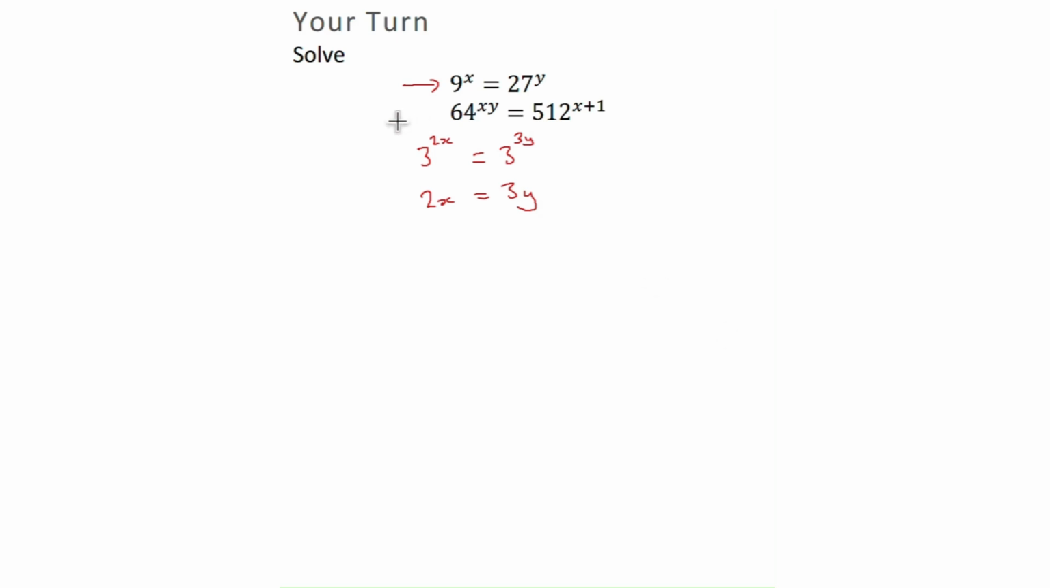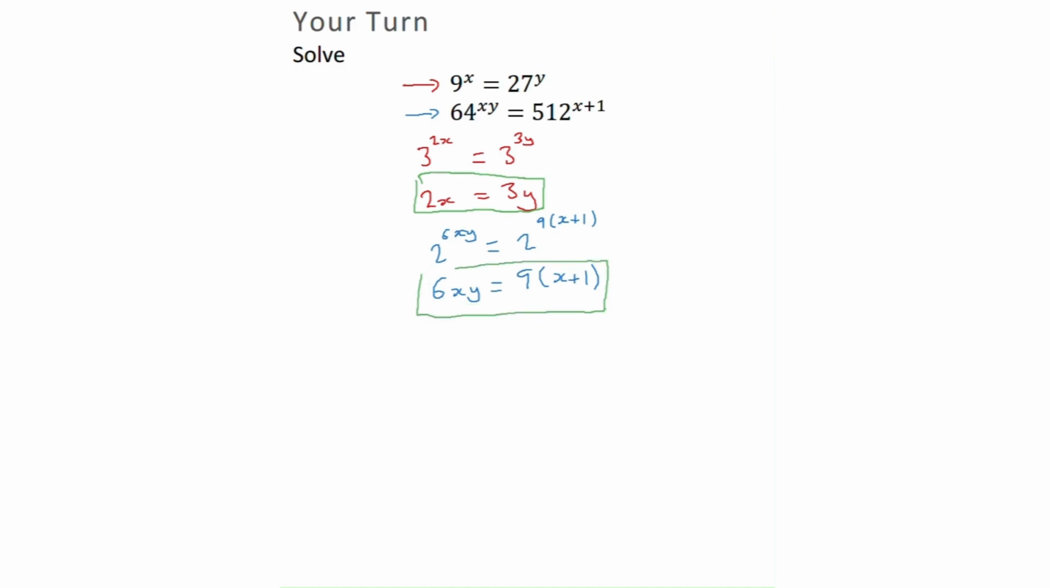Doing a very similar thing with the second equation, we notice these are both powers of 2. We get 2 to the power of 6xy equals 2 to the power of 9x plus 9. Equate the powers and we get 6xy is equal to 9x plus 9. Now we have two equations that we can solve to find the values of x and y.